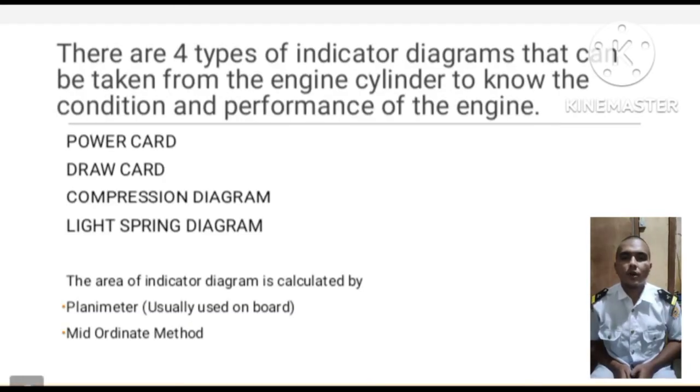There are 4 types of indicator diagrams that can be taken from the engine cylinder to know the condition and performance of the engine. These are the power card, draw card, compression diagram, and light spring diagram. The area of the indicator diagram is calculated by the planimeter usually used on board, using the mid-ordinate method.